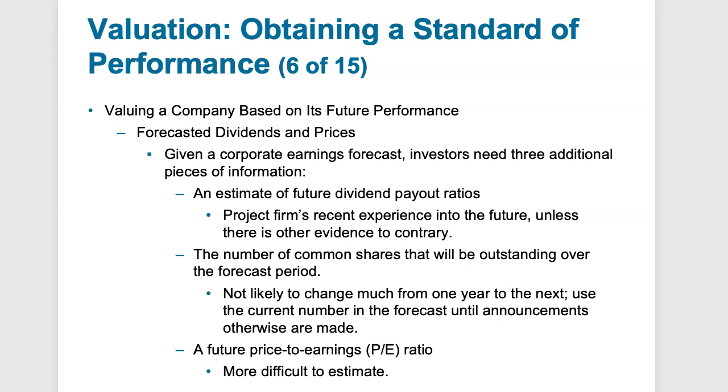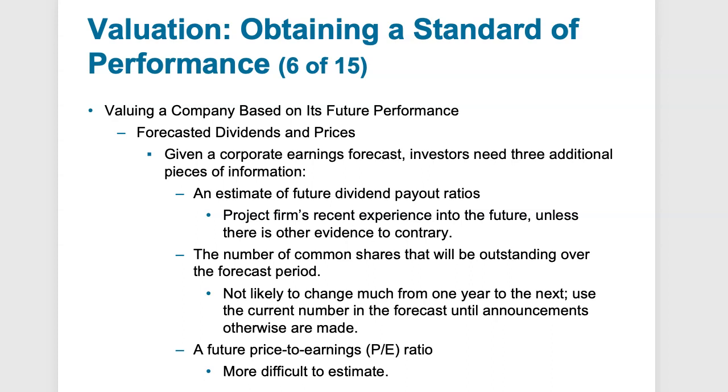Number 2 is the number of common shares that will be outstanding over a forecasted period. Usually outstanding shares don't change too much in percentage terms, but they do change because sometimes companies issue additional shares, or they may pay out shares to employees, or they can also buy back shares. So it's important to know a forecast of the number of outstanding shares.